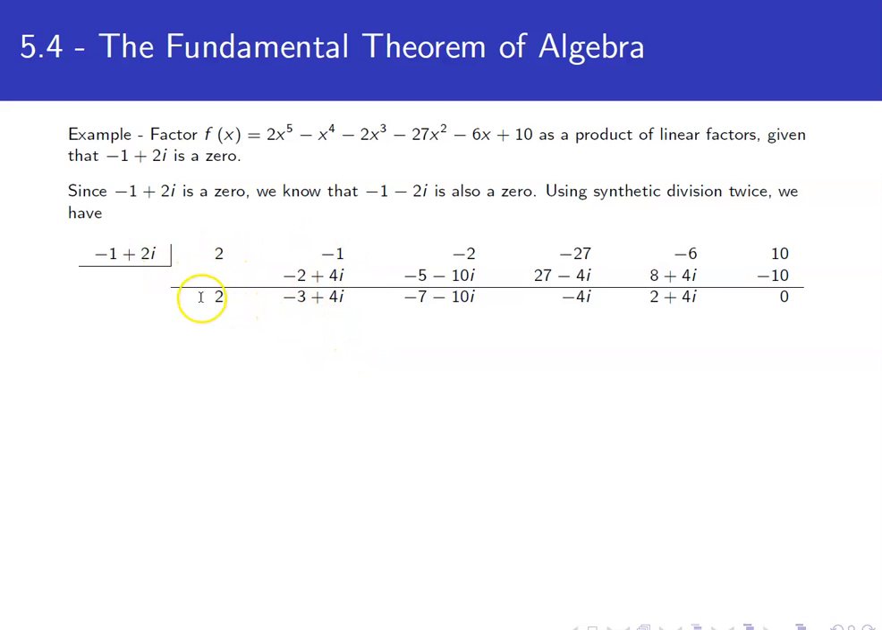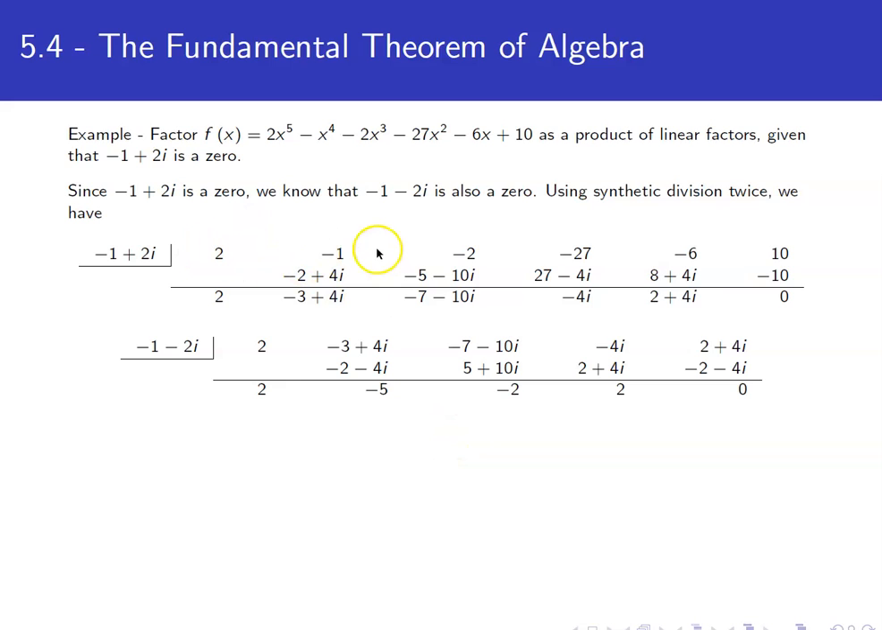Bring down the coefficient, multiply to give you negative 2 plus 4i, add to get negative 3 plus 4i, multiply, you should get negative 5 minus 2i, add, multiply, add, multiply, add, multiply, and add. Remember, we're being told that negative 1 plus 2i is a 0. So when you get to this last column, you have to get a 0. You're told that it is a 0. They're not going to try to trick you. That means we need to get a 0 down here when we're done. If you know something is a 0 and you don't get a 0 at the end, you've made an arithmetic error somewhere. Go back and find it.